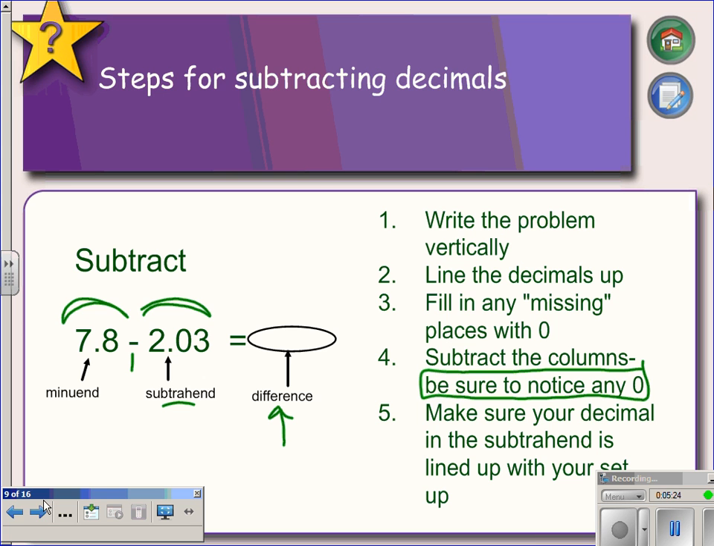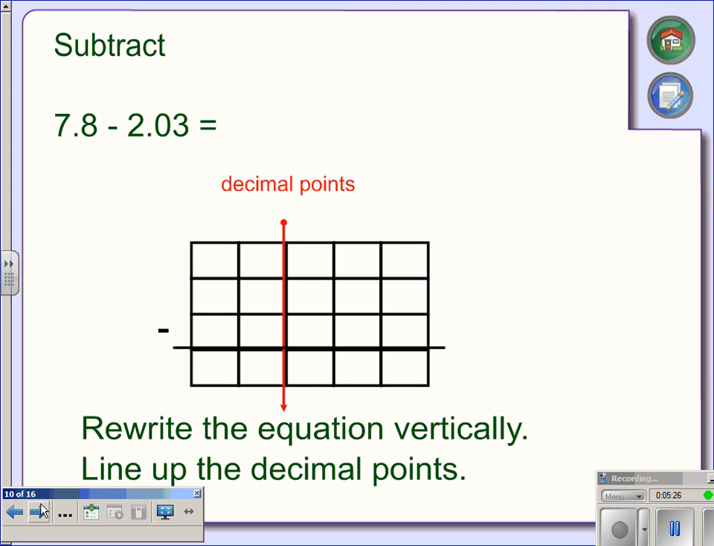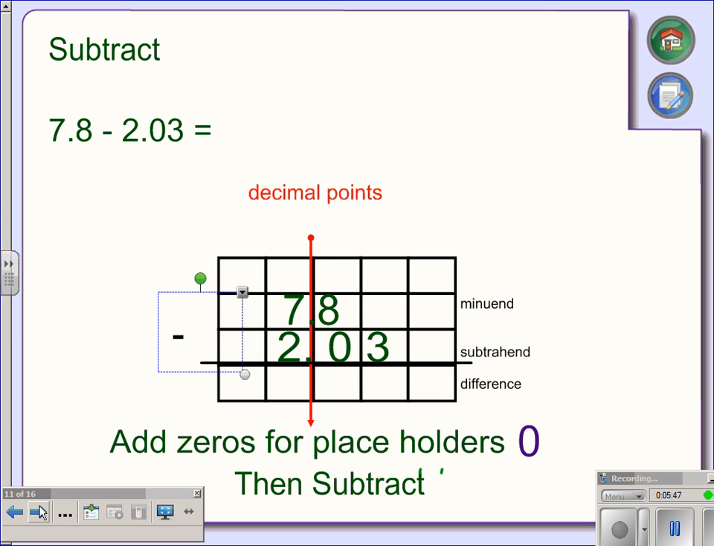So let's look at our first problem. We have 7.8 minus 2.03. We're going to write the equation vertically, and we want to line up the decimal points. So just like we did with addition, we notice the decimal points. We're going to do 7.8 minus 2.03. So we have our decimals lined up. The next thing we want to do is look and see where our zeros should go. And when you look at this, each place value has a digit with the exception of this.